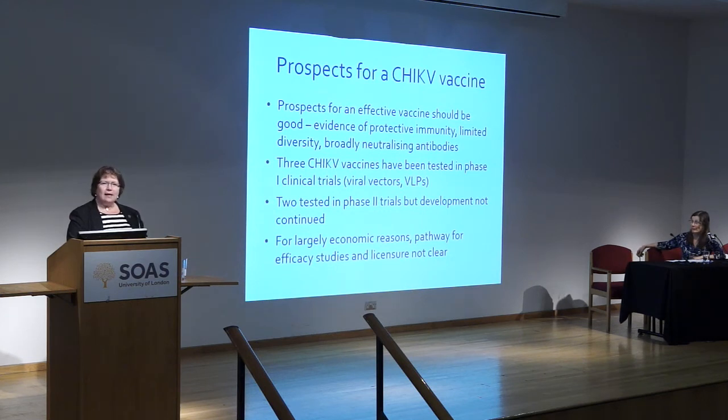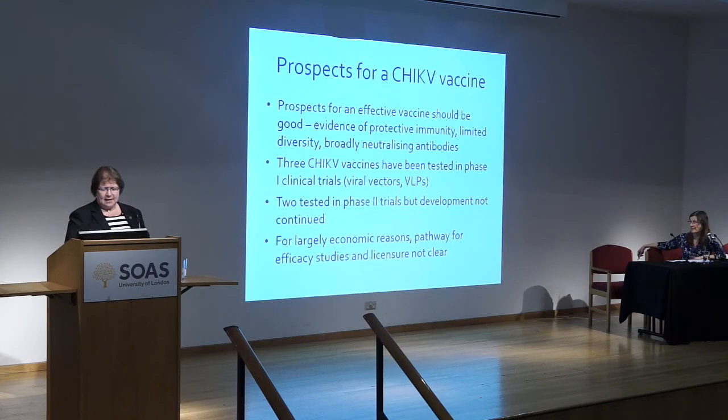And I think it's not quite clear, and there doesn't seem to me to be a strategy for how these vaccines would be tested, because it seems to be very hard to predict where the epidemic is going to strike and when to deploy vaccine in an efficacy trial. And the economic arguments don't seem to have been made convincing, at least to pharma, to take any of these through to licensure. So although it shouldn't be a very difficult thing to make a vaccine, there's no sign that one is on the horizon.